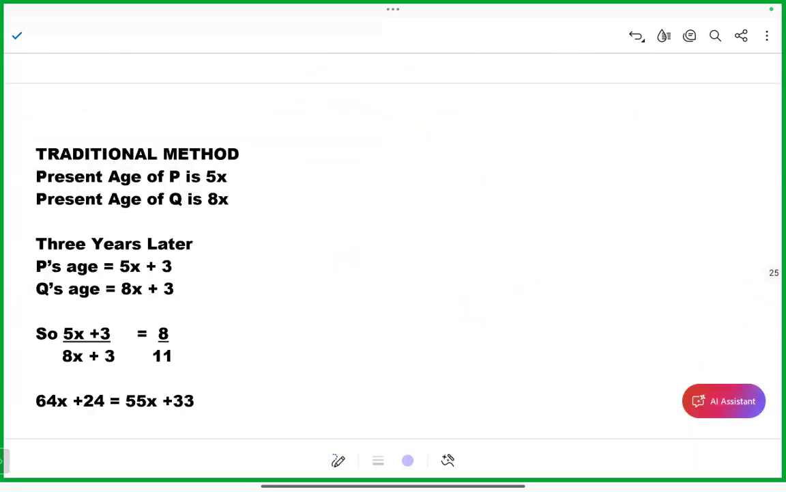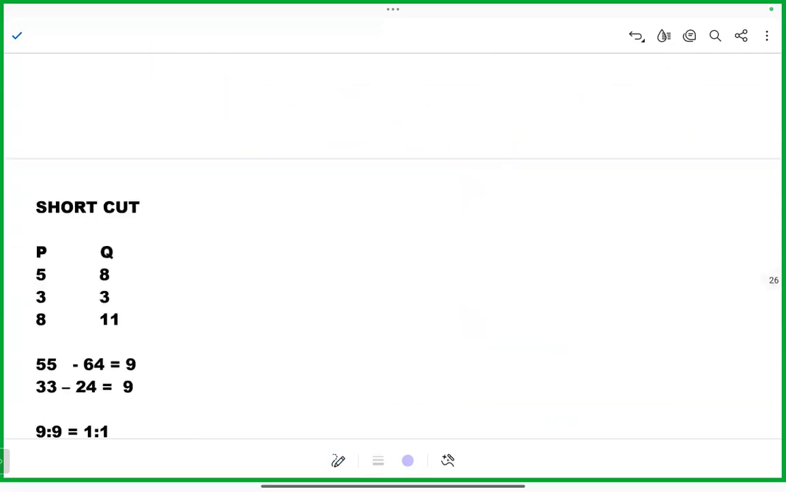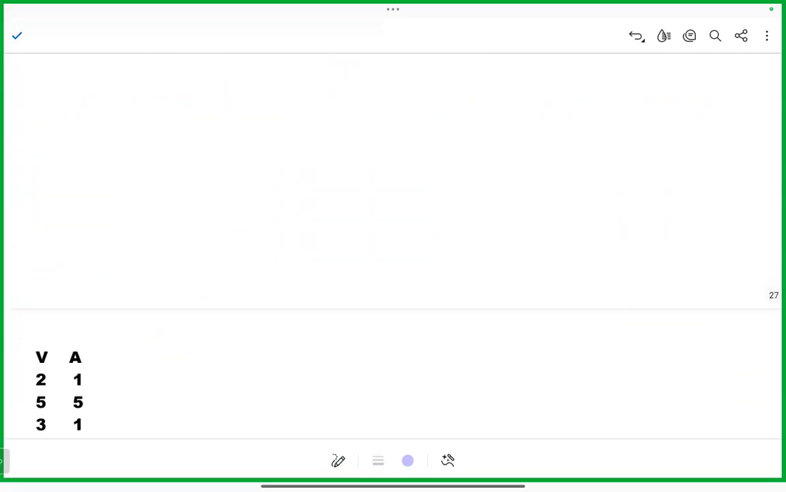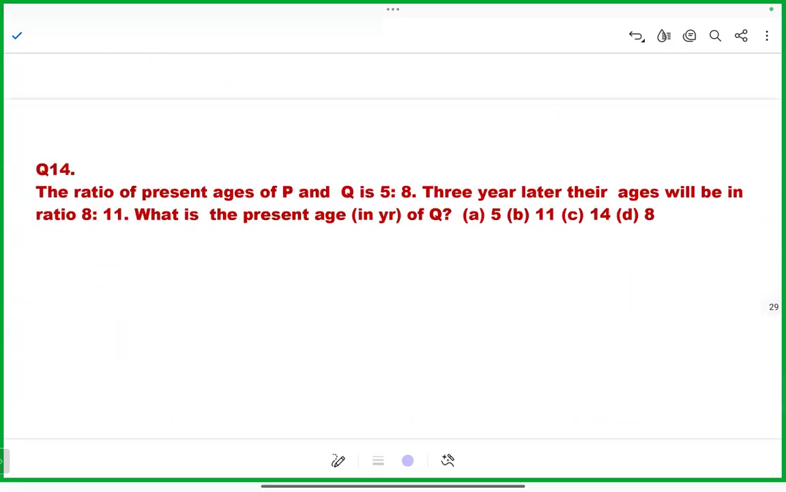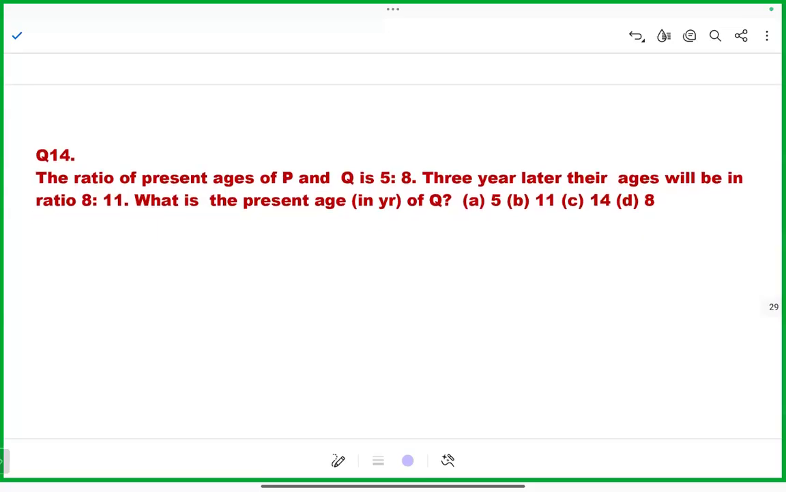Let's search ratio, and this is not ratio. Ratio 14. This is just a repetition of the previous question that we've solved, where we got the answer as 8.